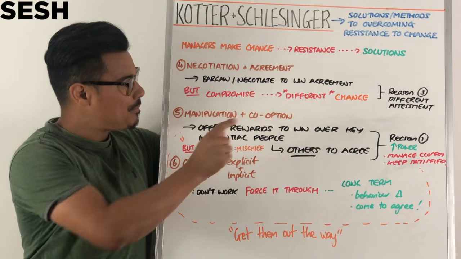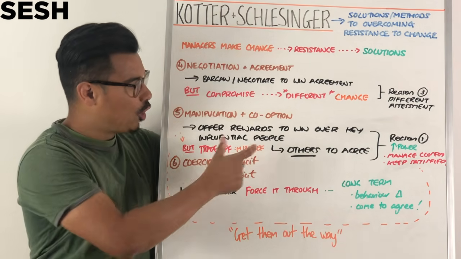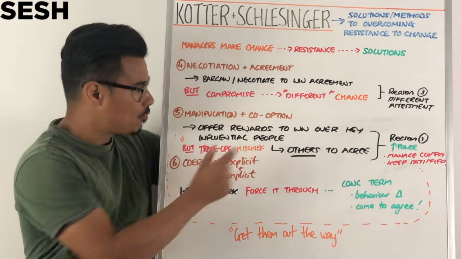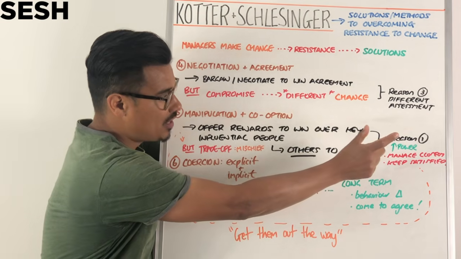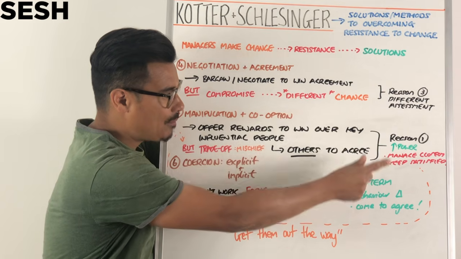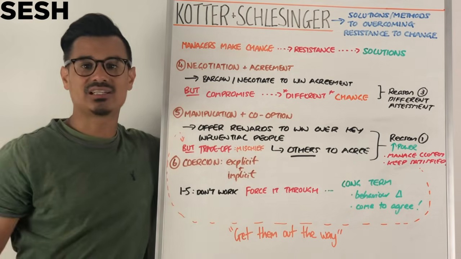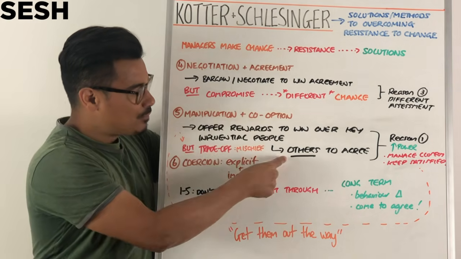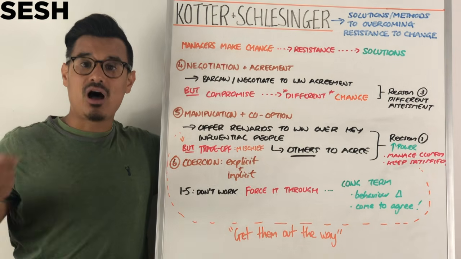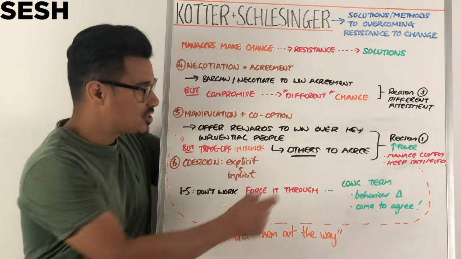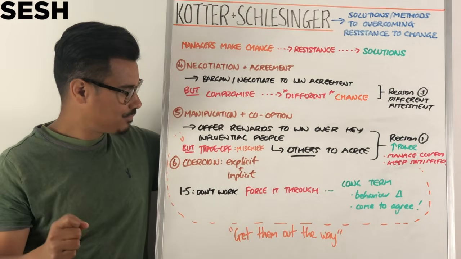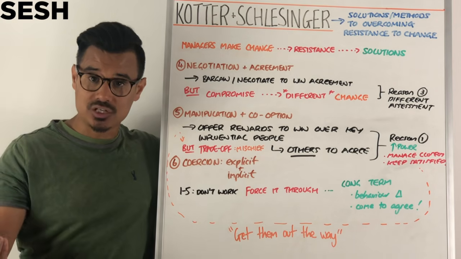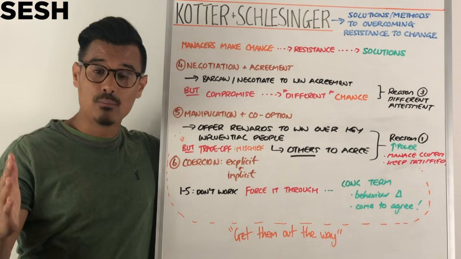Now, the next one is manipulation and co-option. And the idea that you could offer rewards to win over key, influential, high-powered people. Which might make sense for reason 1, if you have people in the organisation with high power and you want to manage them closely or keep them satisfied, you might want to do this. The idea is that you would win over the key influential people because they might get others beneath them to agree. Maybe they're subordinates. They might get others to agree. But the trade-off to this is the fact that they might cause mischief. Mischief is the word that Kotter used. Please click the video here to check more out on that.